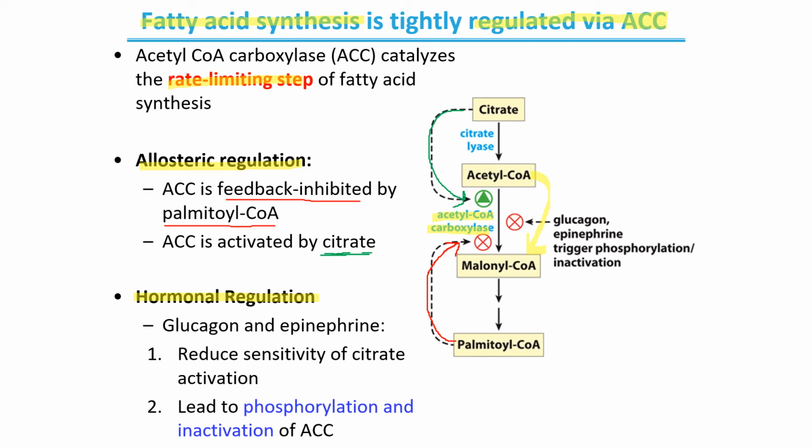Now the hormonal regulation is mainly through two hormones, that is glucagon and epinephrine, and both of these hormones inhibit the enzyme. So glucagon and epinephrine stop this enzyme through hormonal regulation. They will inactivate it through phosphorylation, so attach a phosphate group to the enzyme and inactivate it basically.